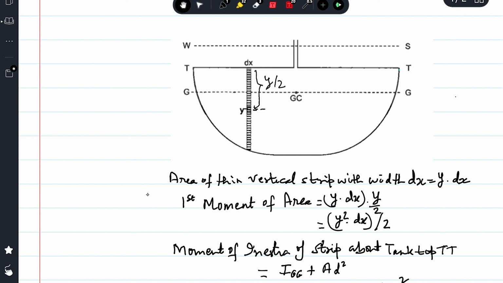So area is y dot dx. Y is the length of the strip and dx is the width of the strip. Length into breadth is the area of the rectangle, and y by 2 is the lever for the moment, that is the half length of the strip. Remember, the moments are being taken about tank top. So y into y becomes y squared dx divided by 2.